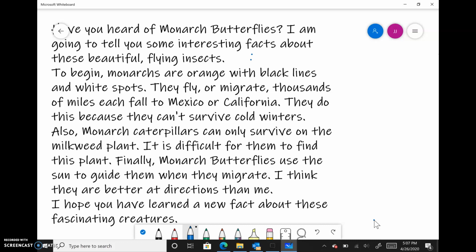So after I read one book and listened to another on Epic, I scribbled down some facts and then I organized them. When we write our paper, the first thing we have to do is introduce the topic, so the person reading it, which will be me, knows what I'm getting ready to read about. So my first sentence says, have you ever heard of monarch butterflies? I'm going to tell you some interesting facts about these beautiful flying insects.